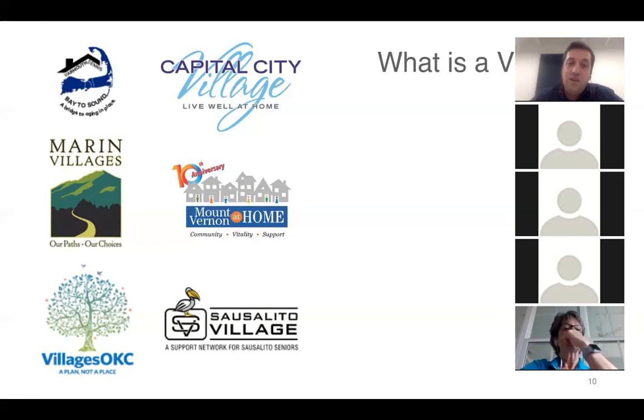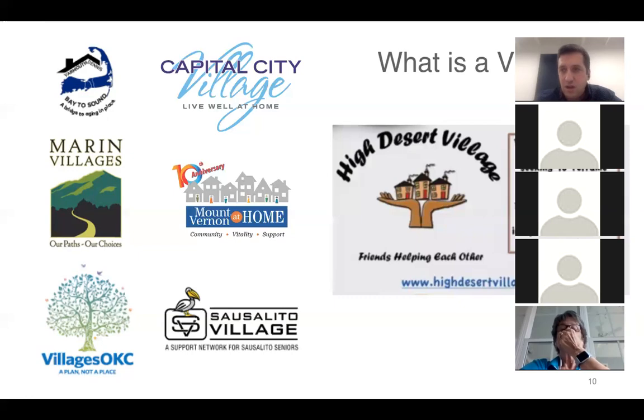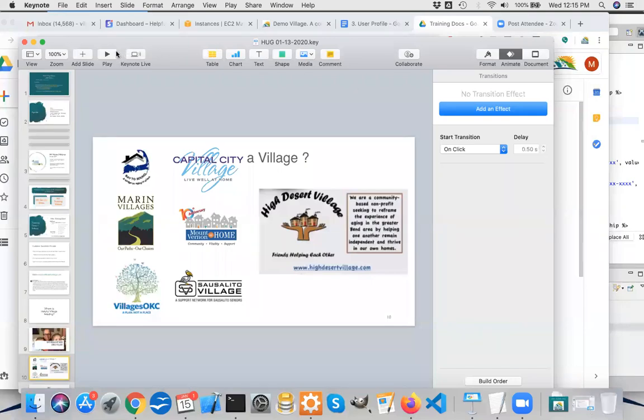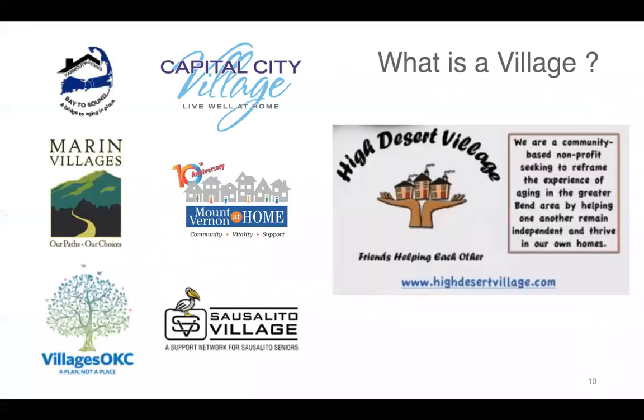But I believe defining a village is complex in a way. I wanted to show you this definition here. I hope you can see it on my screen. It's High Desert Village in Bend, Oregon, and this is their definition: We are a community-based nonprofit seeking to reframe the experiences of aging in the greater Bend area by helping one another remain independent and thrive in our own homes, which I think is correct too. But it shows that it's not something I can explain to my mom in just 2 or 3 words. At least not myself. Maybe you can do it yourself.